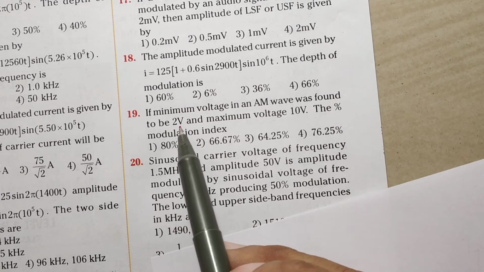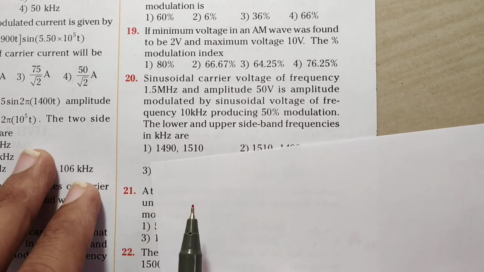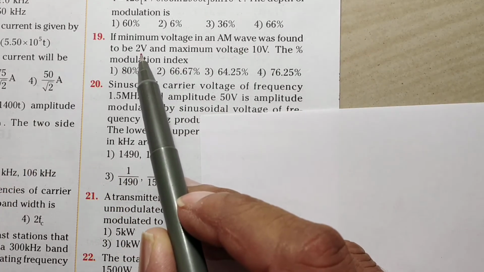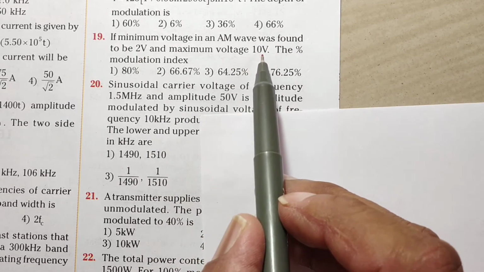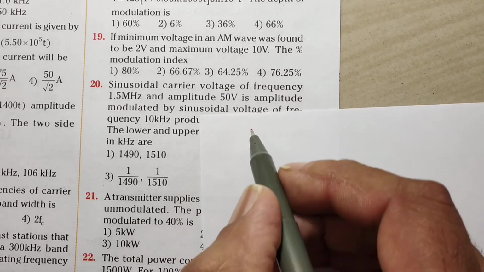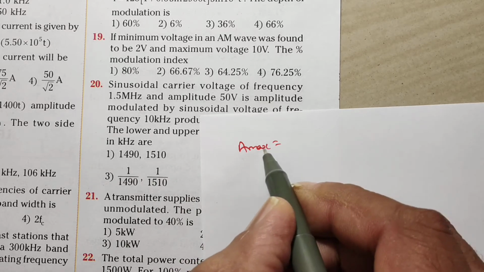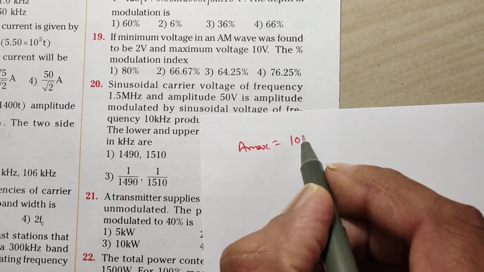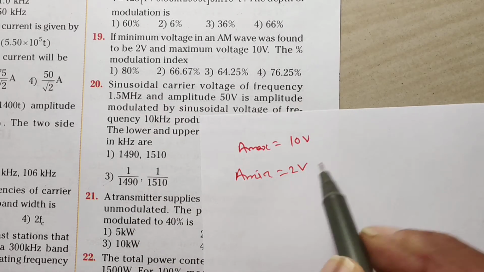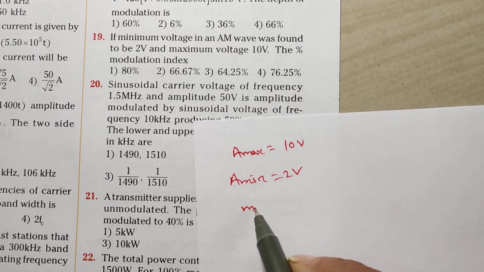19th question. The minimum voltage of the AM wave was found to be 2 volts and the maximum voltage is 10 volts. Then find the percentage of the modulation index. We know that A maximum they have given is 10 volts and minimum voltage A minimum is 2 volts. The question is to find the modulation index, the percentage of the modulation index. M we have to find.